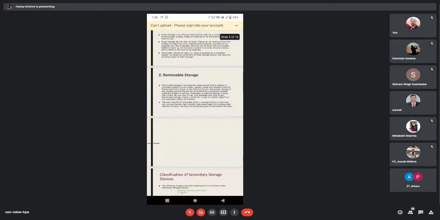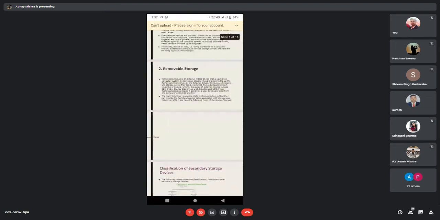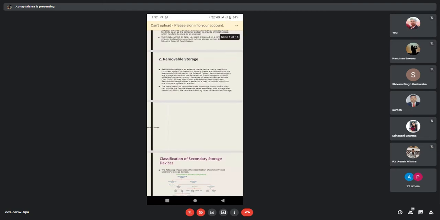Now we are going to talk about removable storage. Removable storage is an external media device that is used by a computer system to store data. Usually, these are referred to as removable disk drives or external drives. Removable storage is any storage device that can be removed from a computer system while the system is running. Examples of external devices include CDs, DVDs, Blu-ray disk drives, diskettes, and USB drives.